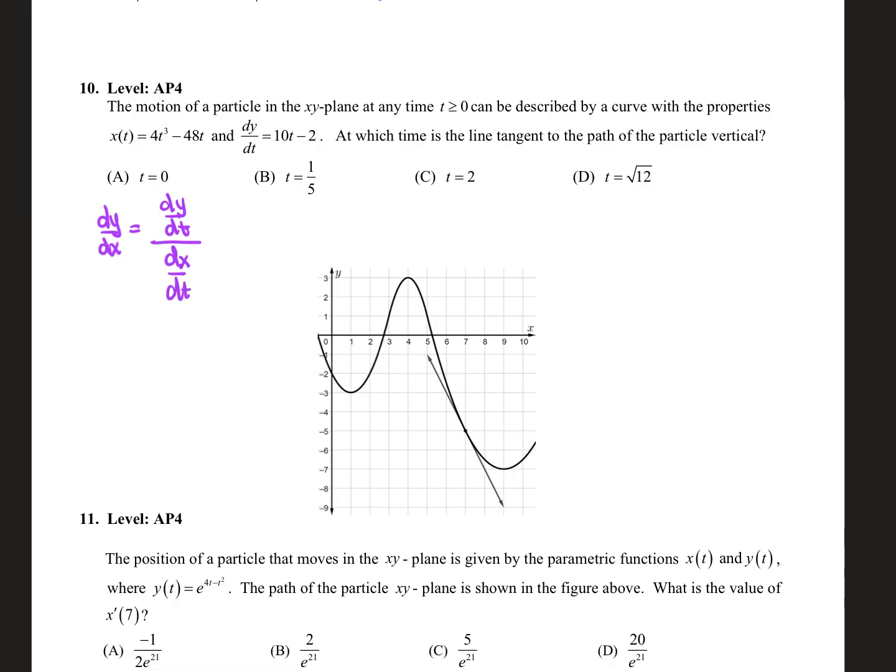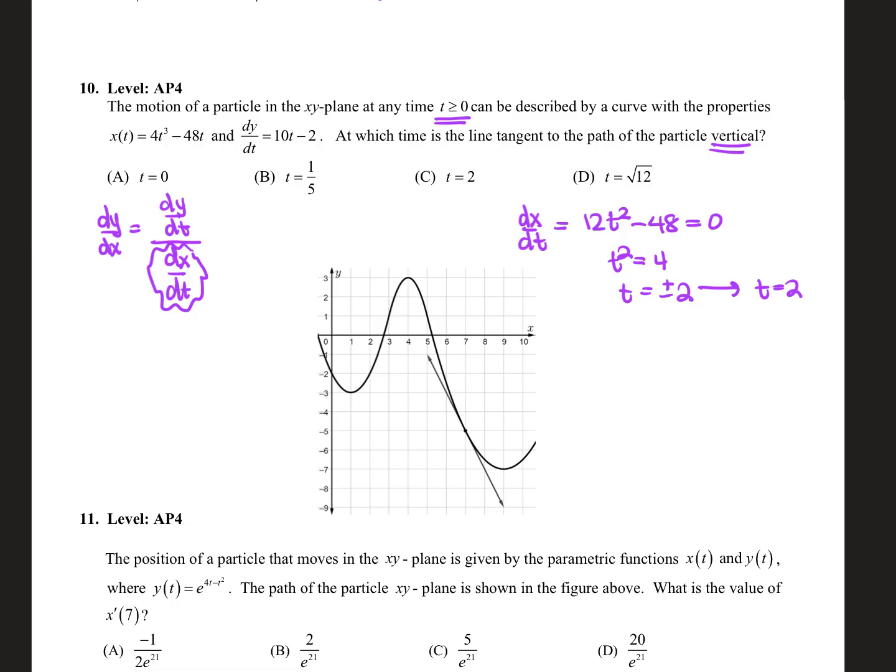If you want a vertical tangent line, that means your slope is going to be undefined, so you're looking where dx dt is equal to 0. So dx dt is equal to 12t squared minus 48. So where is that equal to 0? It tells us that t squared has got to be equal to 4. So t has to be plus or minus 2. We're only saying that time has to be bigger than 0, so time is equal to 2.